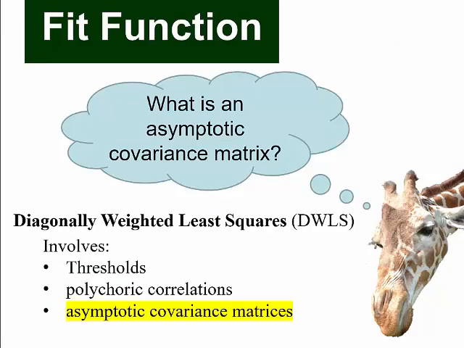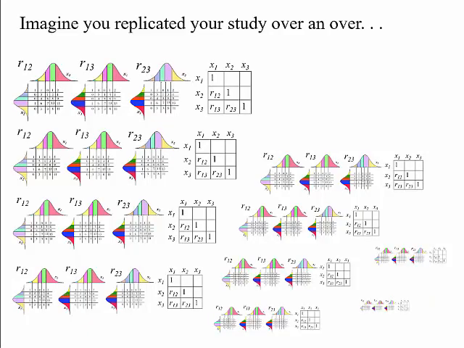And the final thing we need to calculate diagonally weighted least squares is this thing called an asymptotic covariance matrix. And again, as the giraffe is wondering, what is an asymptotic covariance matrix? To describe it, let's first imagine that we do a study where we just have 3 items on a questionnaire. That will make things easier here. A very short questionnaire with just 3 items.